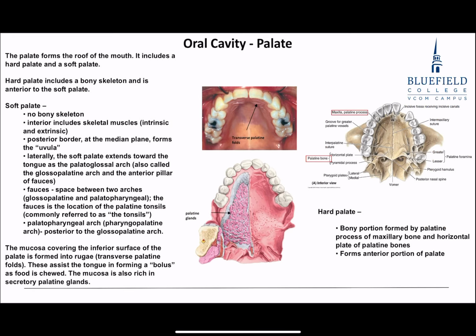So let's look just at the palate, the roof of the oral cavity. I know you already know about the hard palate made up of these palatine processes of maxilla and horizontal plates of the palatine bone here. So that makes the hard palate. Then the soft palate is attached posteriorly here. And it's mostly muscular, the skeletal muscles, but it is very soft.